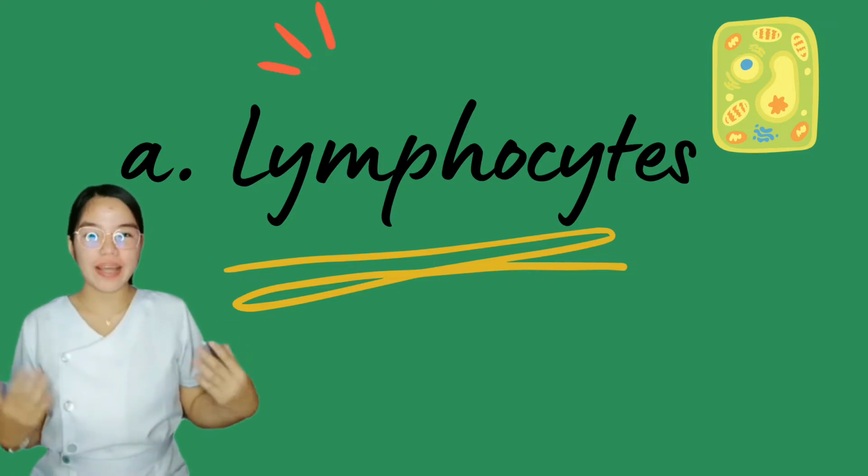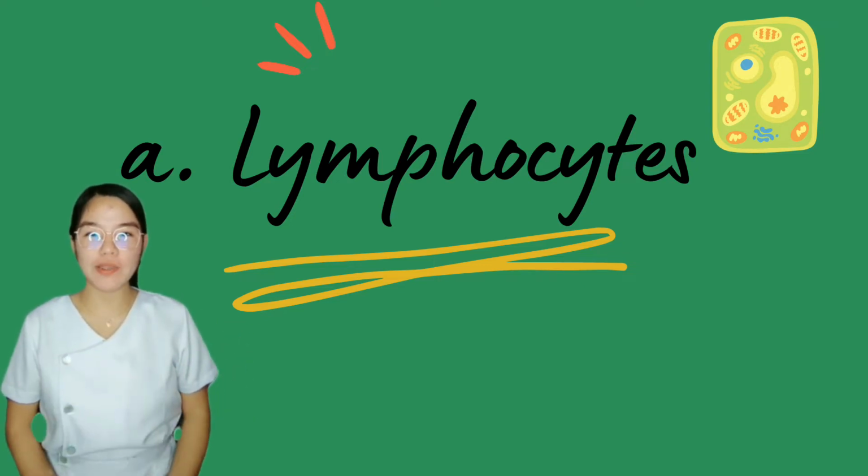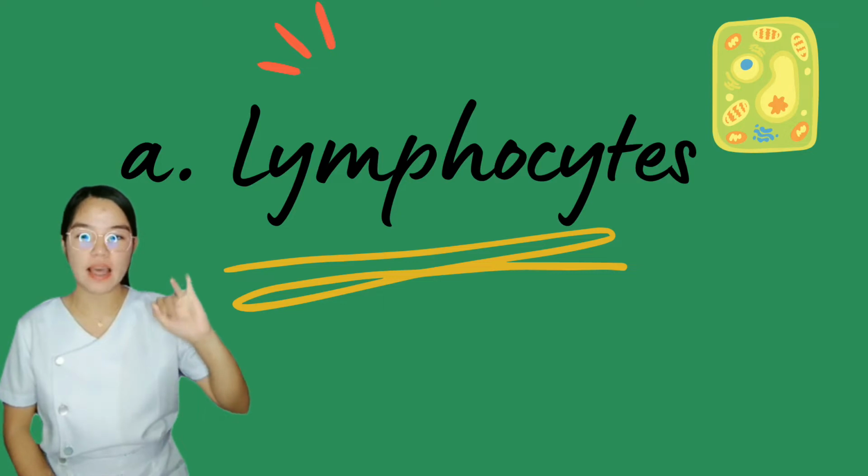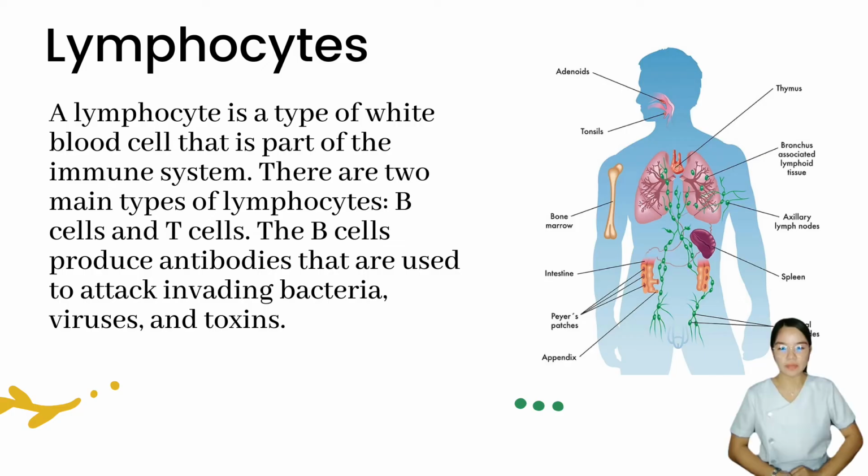Good day, everyone. I am Hannah, and I'm going to discuss the lymphocytes, B cells, plasma B cells, and memory B cells. A lymphocyte is a type of immune cell that is made in the bone marrow and is found in the blood and in lymph tissue. The two main types of lymphocytes are B lymphocytes and T lymphocytes. B lymphocytes make antibodies and T lymphocytes help kill tumor cells and help control immune responses.